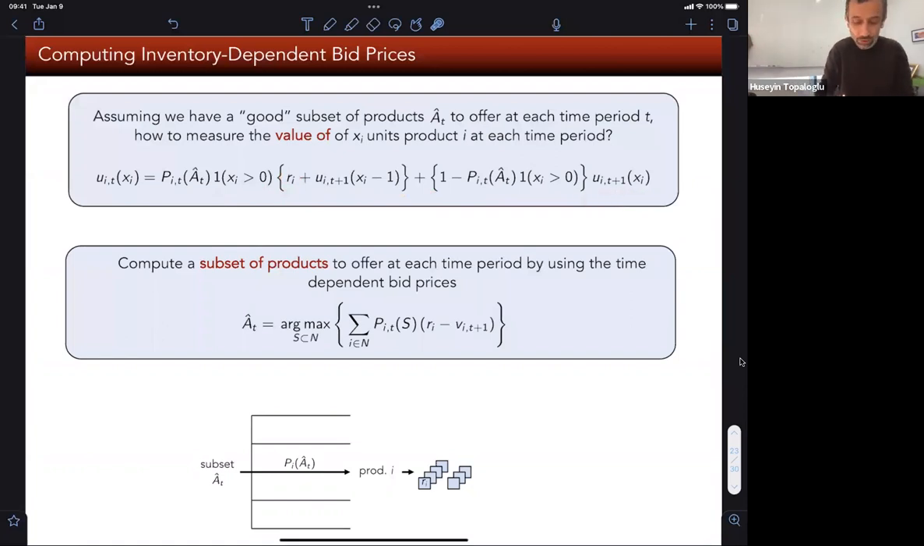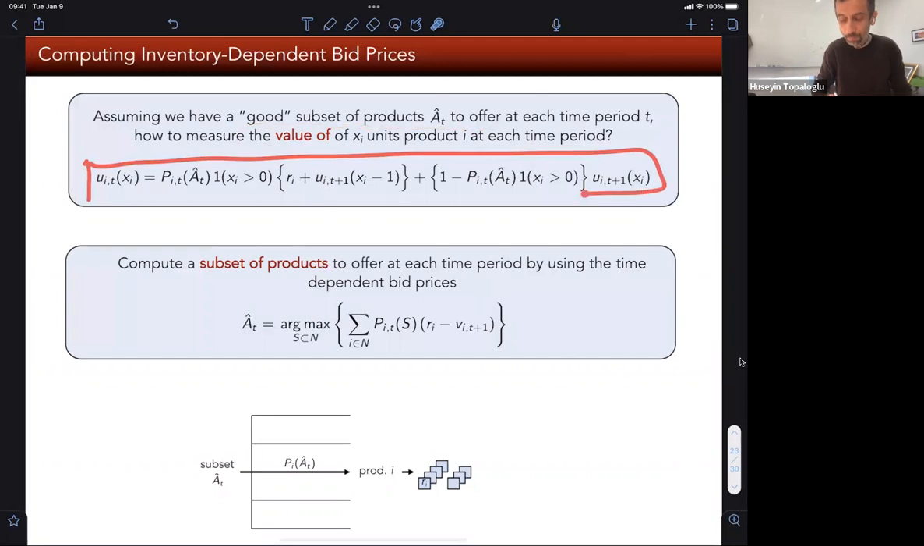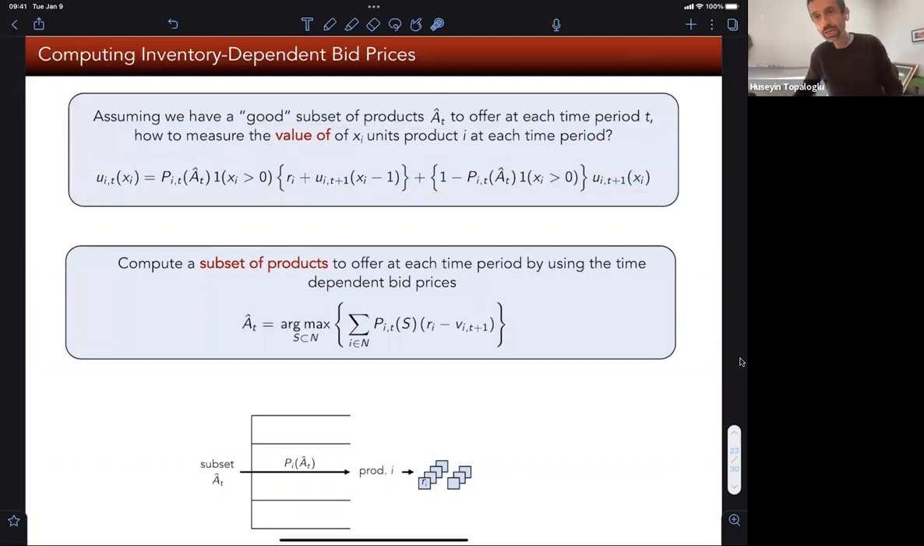So this was our first question and our first answer. Give me an ideal assortment to offer at each time period T. How do I measure the value of having xi units of product I at each time period T? This is the recursion that we're going to solve. And this is essentially a single dimensional dynamic program, right? Xi is a function that has got a scalar argument to it. So I can compute these UITs for every value of xi by moving backwards over time, if you like. Okay, so that's our first question and our first answer.